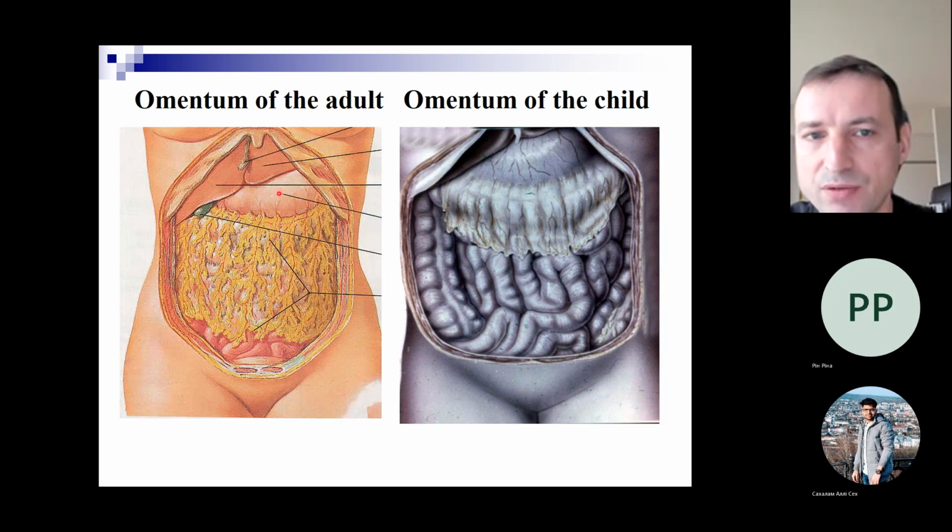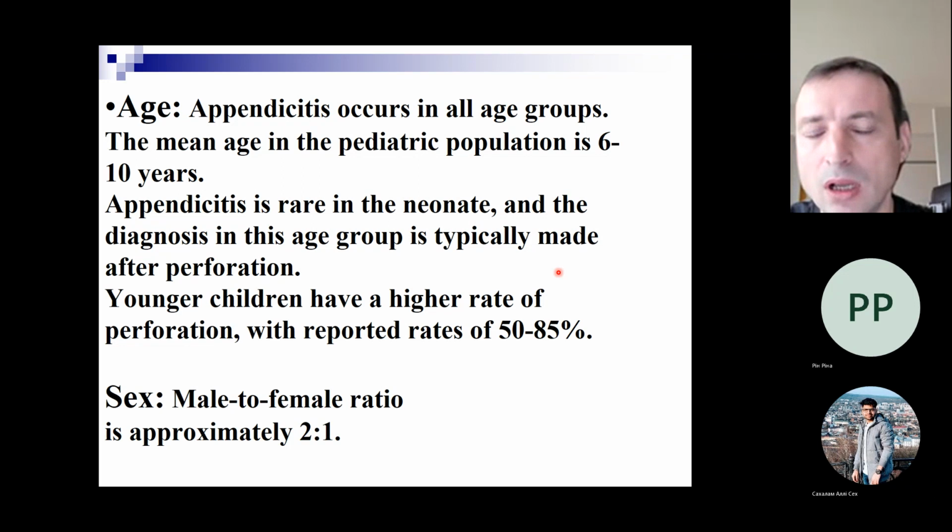In this picture, you see the difference between the omentum of the adult and of the child. In the child, it is rather smaller, and it cannot cover the inflamed appendix. That's why peritonitis spreads very quickly. Appendicitis occurs in all age groups. The mean age in the pediatric population is 6 to 10 years.